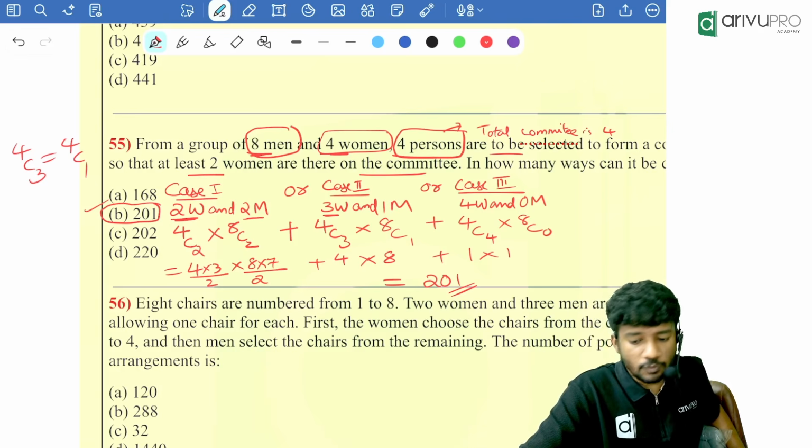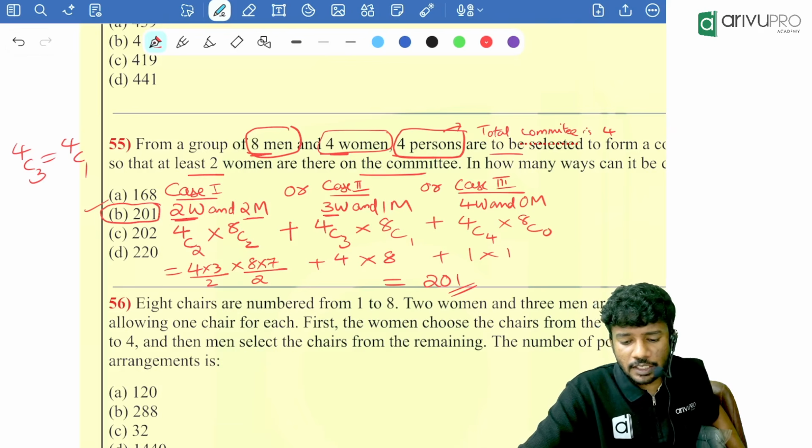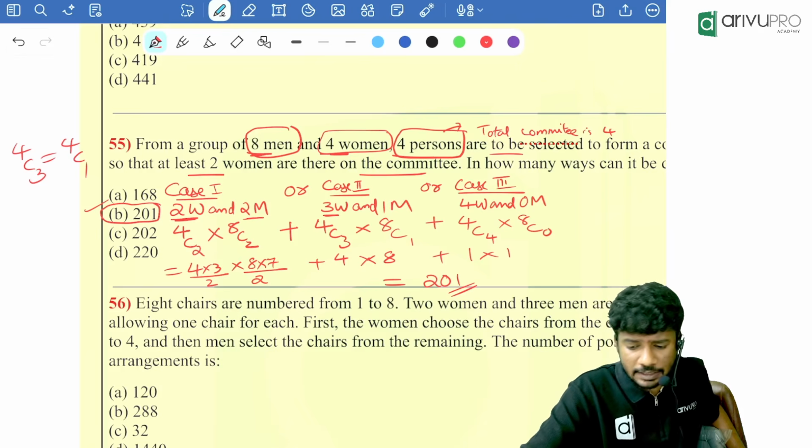Perfect. 201. So how do you do it in the calculator? 4 into 3 into 8 into 7 divided by 2, M plus. 4 into 8, M plus. Then type what? 1, M plus, and then click the MRC.